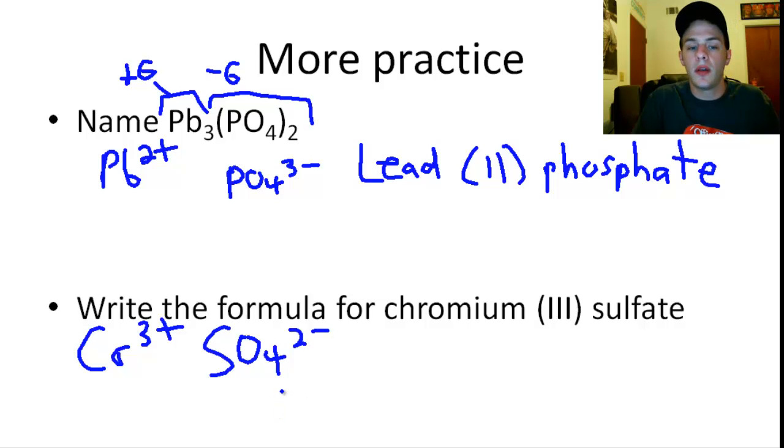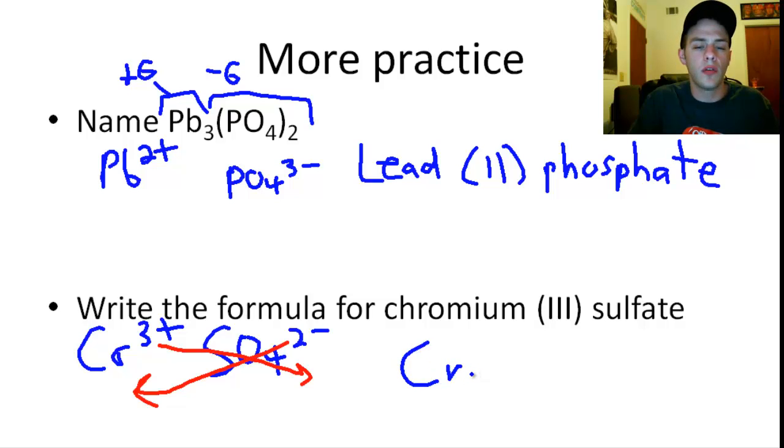So again, like I said, we have to figure out our formula unit. We have to figure out the smallest electrically neutral collection of cations and anions. And I'm just going to crisscross the charges here. So if we stick the 3 here and we stick the 2 here, that's going to give us our formula, which is Cr2(SO4)3. Notice how I use the parentheses here.